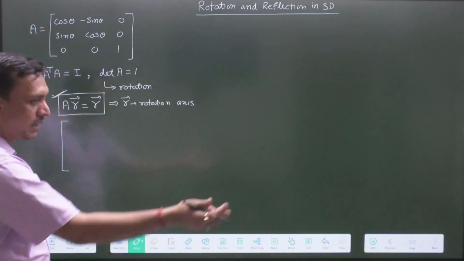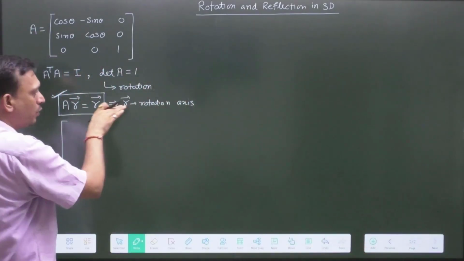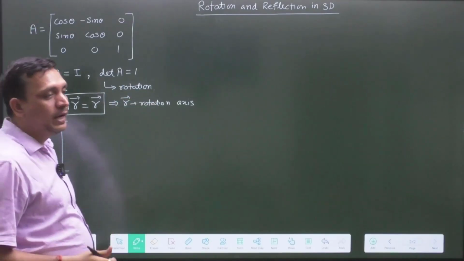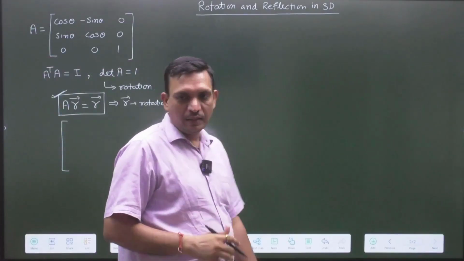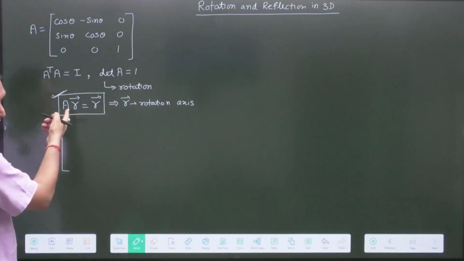If you have any vector that will be rotated about this particular axis, the first thing you have to find is the rotation axis. So that you will verify from this condition.